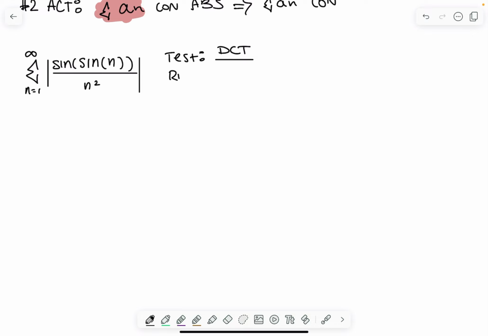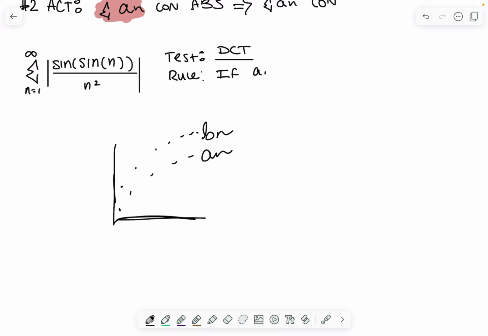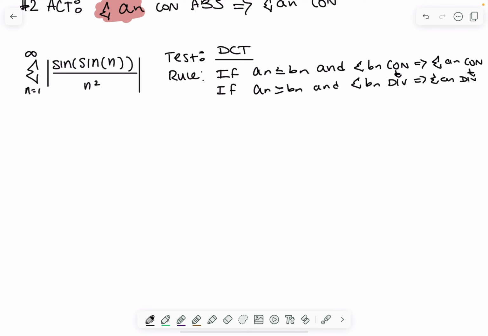So what is the rule for the direct comparison test? And I always draw a picture if I forget. So I always have A of n, and we have B of n. If A of n is less than or equal to B of n, and the series B of n converges, then the series A of n will have to converge as well. And then the opposite. And so I, B, B, C, C. I stands for information, the information that we know plus the information that we need.